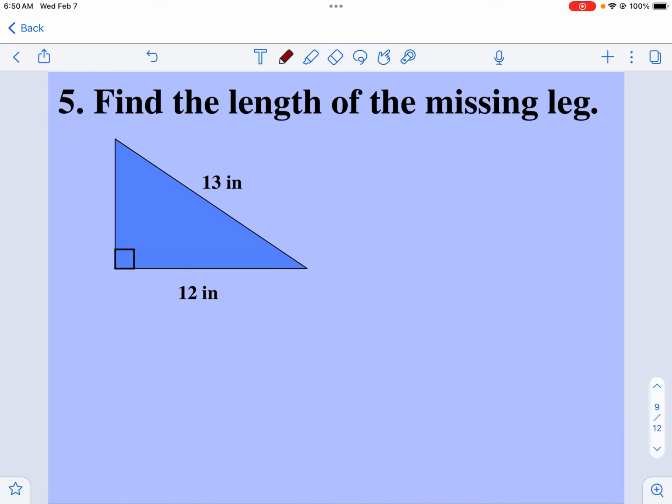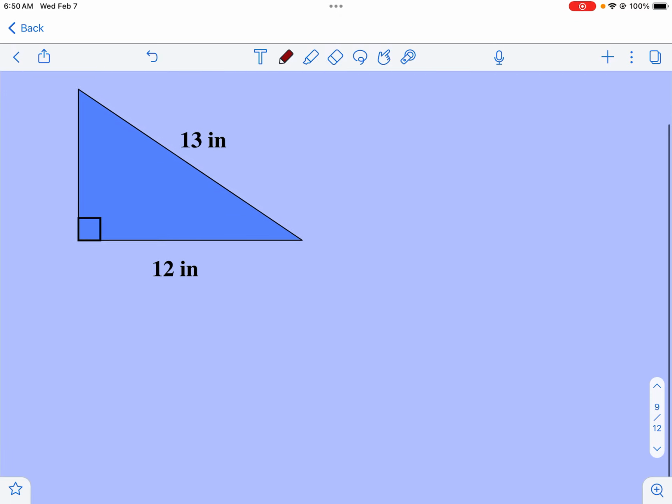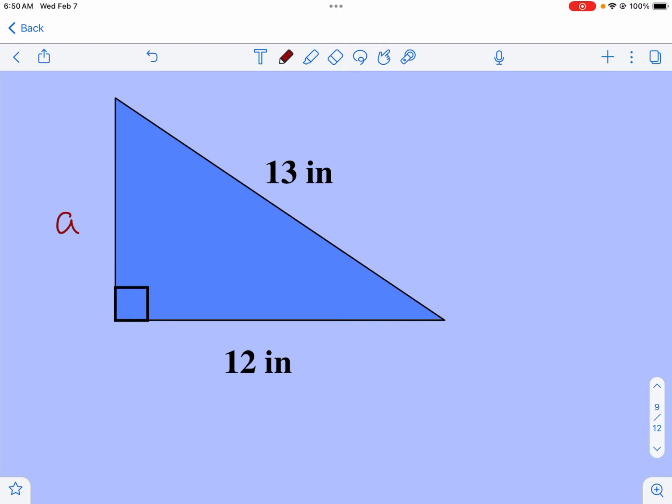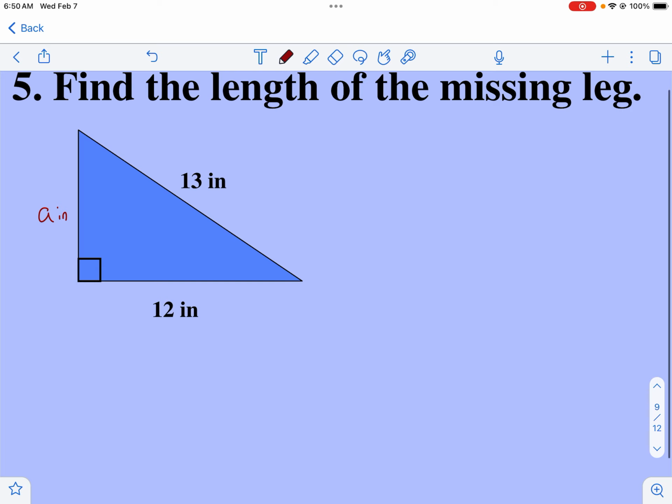Okay, find the length of the missing leg here. This one we can call A maybe, since it's on the left, inches. It doesn't matter how you label it, though, as long as it's a variable, right? Go ahead and set up my equation. A squared plus 12 squared, those are my 2 legs, equals my hypotenuse squared, which is 13. Okay, and now I'm going to simplify. So A squared plus 144 equals 169.